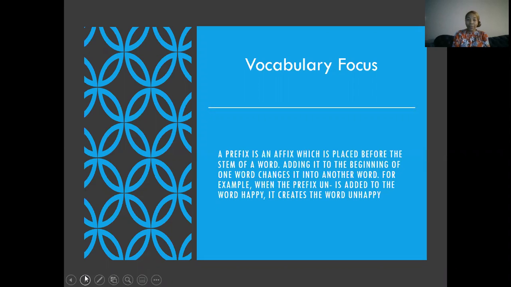Vocabulary focus: prefixes. A prefix is an affix which is placed before the stem or root of a word. Adding it to the beginning of one word changes it to another word. For example, when the prefix un is added to the word happy, it creates the word unhappy, which means not happy.